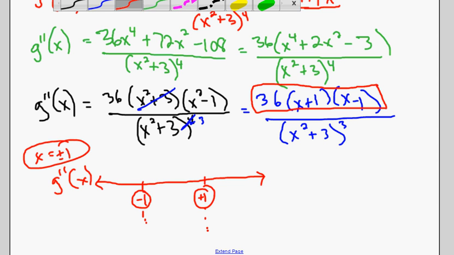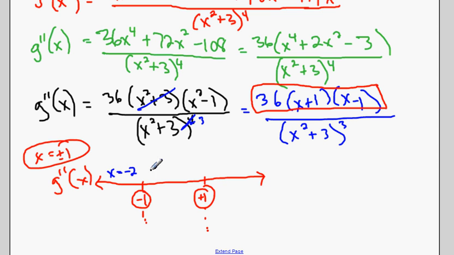Let's go a little bit to the left of negative 1. I'll pick negative 2. I'm going to get 36, which is positive. Negative 2 plus 1 is negative. Negative 2 minus 1 is negative. So my whole numerator is going to end up being positive. And then down here, negative 2 squared is positive, plus 3 is positive, cubed is positive. So every value over here is positive. We'll talk about that in a second.